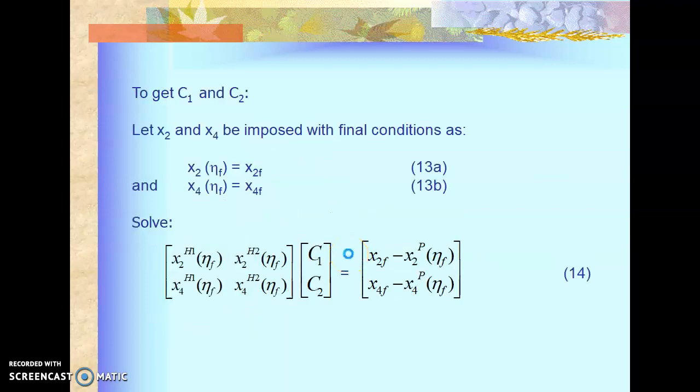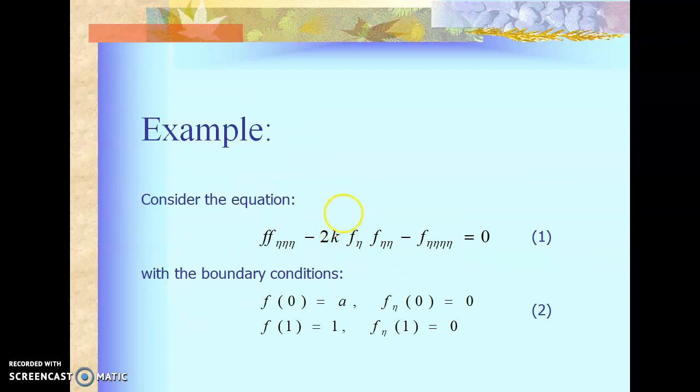Now we will see this by considering one example. So this is the equation we are considering here. If you observe, this is a fourth order nonlinear differential equation, and four conditions are given, which are the boundary conditions. Two are specified at the initial point 0 and two conditions are specified at the final point 1.